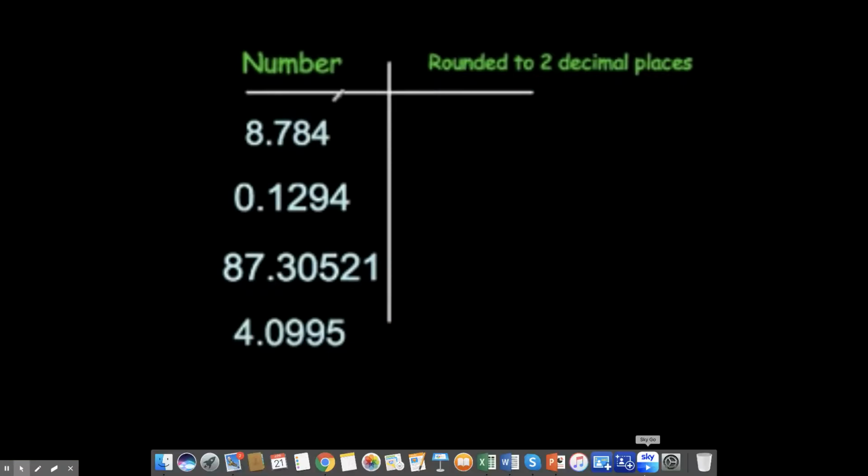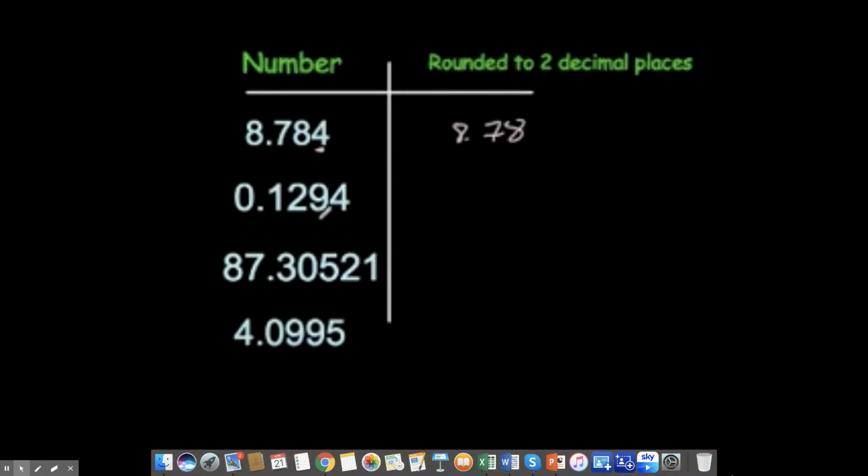Let's have a look at a few questions. So round all these numbers to 2 decimal places. So 8.784. You look at the third decimal place. It's a 4. So we're going to round down. It's going to be 8.78.